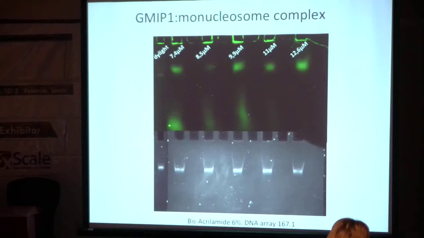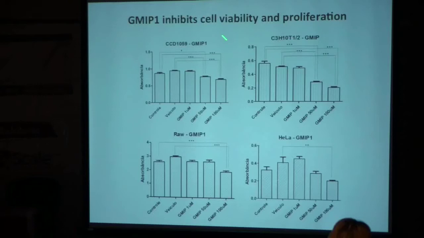So for this, we did some cell-based assays. First, we showed that GEMIP1, this peptide, can inhibit cell viability and proliferation. We used different types of cells, and we saw the same result. So GEMIP1 has an effect in the cell: it stops the growth of these cells. But we were very surprised that a peptide that you just put in the cell culture is working.